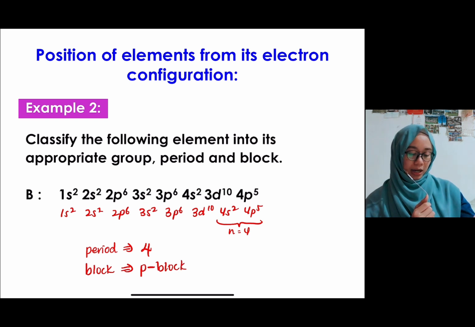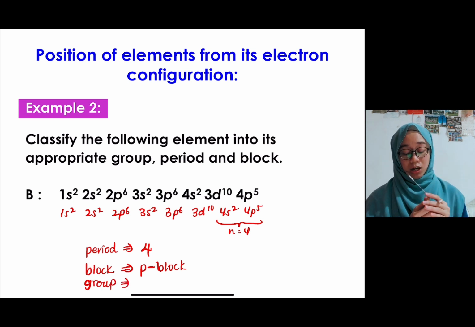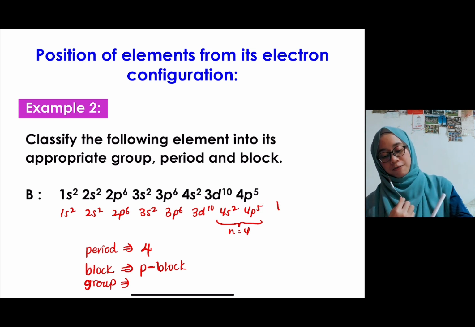Okay, and then nak determine pula the group. Okay, so group ada kaitan dengan the valence electron. So valence electron kita kena tengok dekat bahagian kita punya valence electron configuration. So in this case kita punya valence electron configuration is 4s2 4p5. Okay, because it is P block. So ini adalah kita punya valence electron configuration. So kena tambahkan lah 2 tambah 5. Therefore kita punya valence electron adalah sebanyak 7.